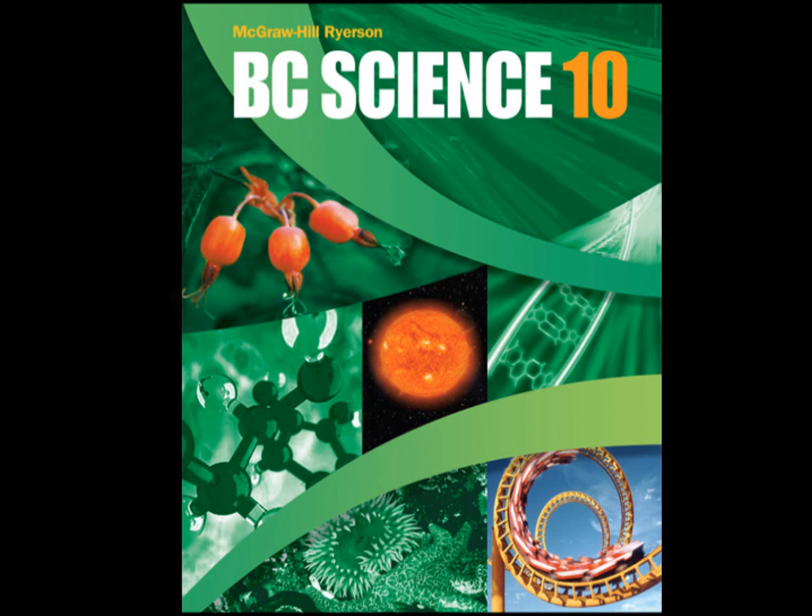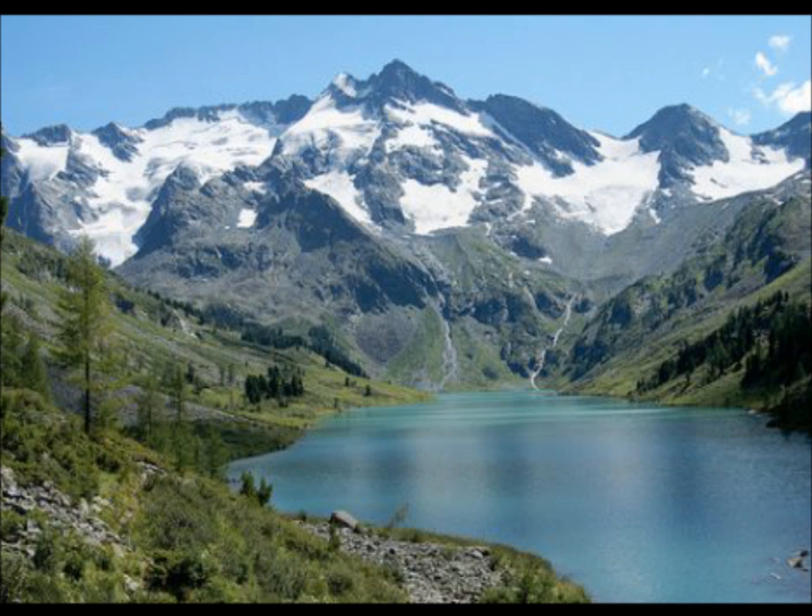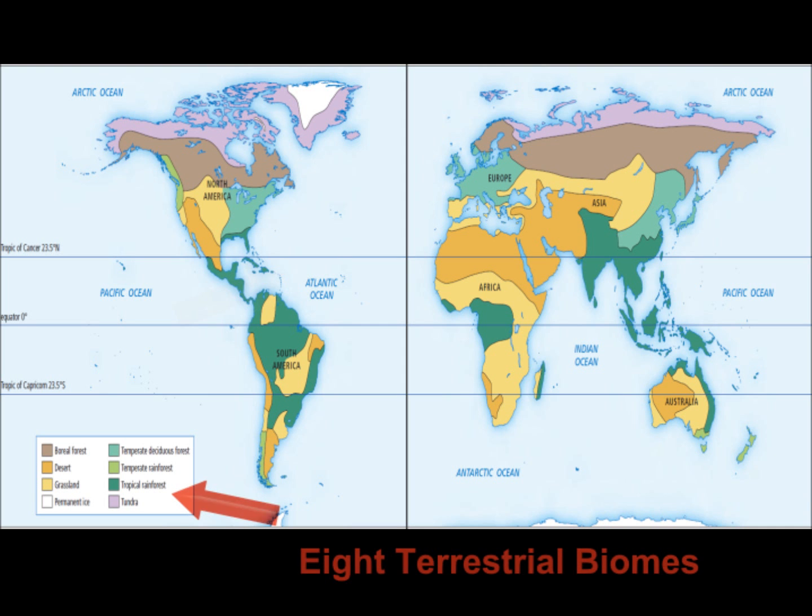BC Science 10, 1.1. In this chapter of BC Science 10, you'll learn about the biomes, which are the divisions of Earth's biosphere. However, in this section, you will be learning about the main biomes that are land-based. In other words, the 8 terrestrial biomes that compose the Earth's surface.